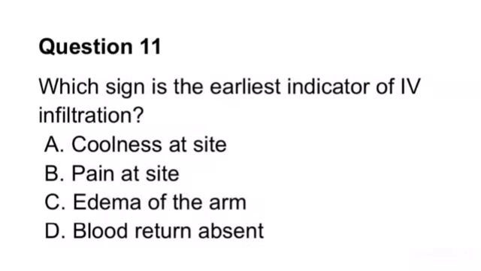Question 11. Which sign is the earliest indicator of IV infiltration? A. Coolness at site. B. Pain at site. C. Edema of the arm. D. Blood return absent. Answer, A.